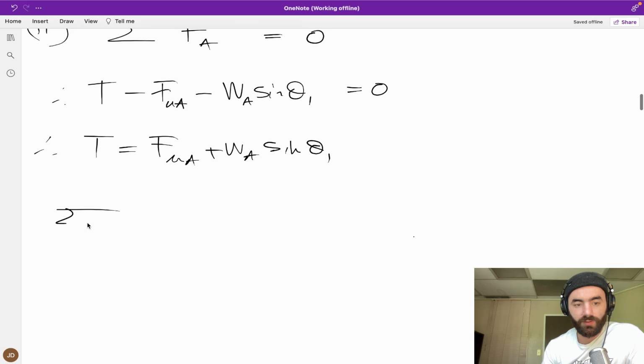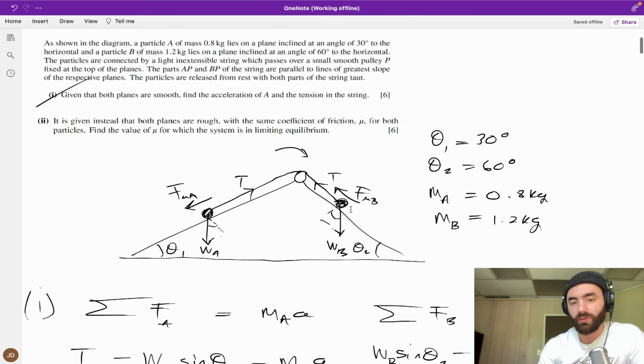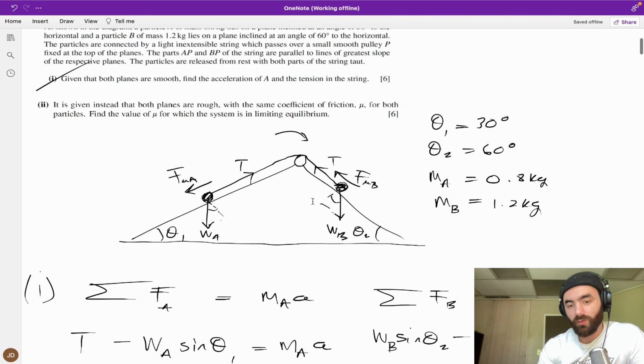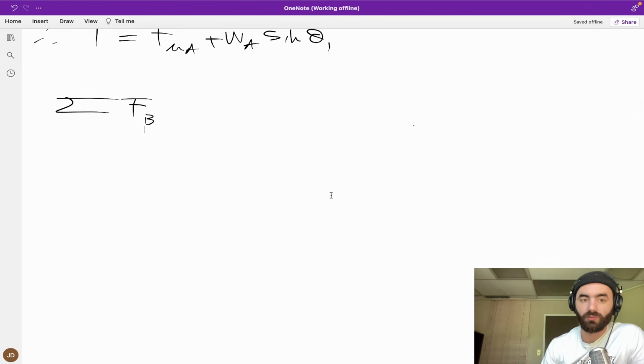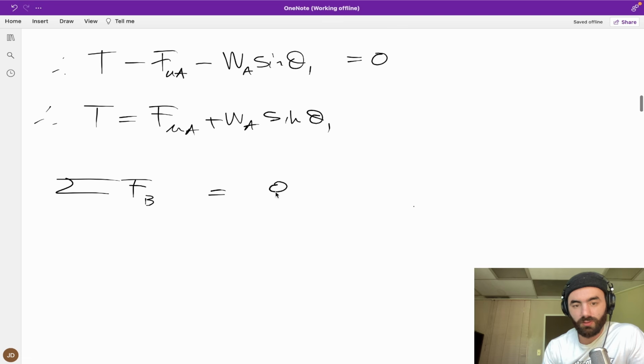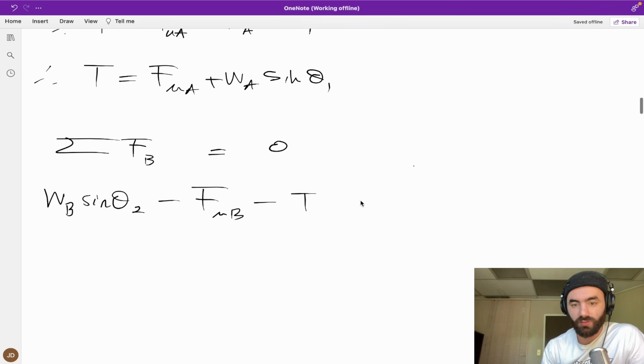And for the sum of the forces about B, because we want to get rid of this tension so we have an equation just for mu, the sum of the forces about B will be equal to the weight down the slope minus the frictional force minus the tension, due to its direction. This equals 0, so it'd be the weight down the slope, minus the frictional force acting up the slope on B, minus the tension, which equals 0.